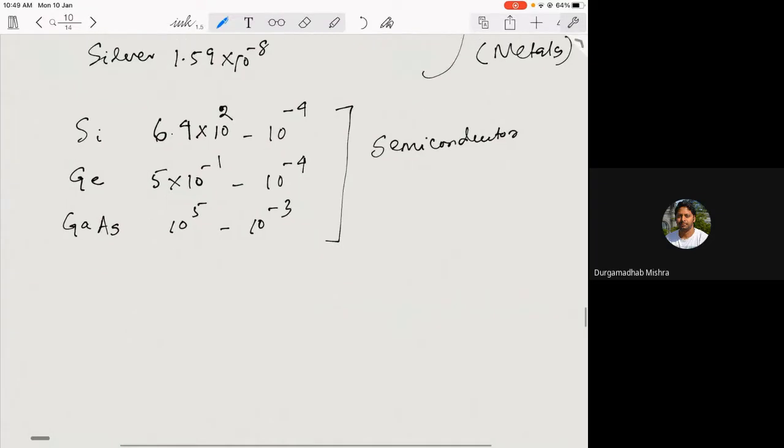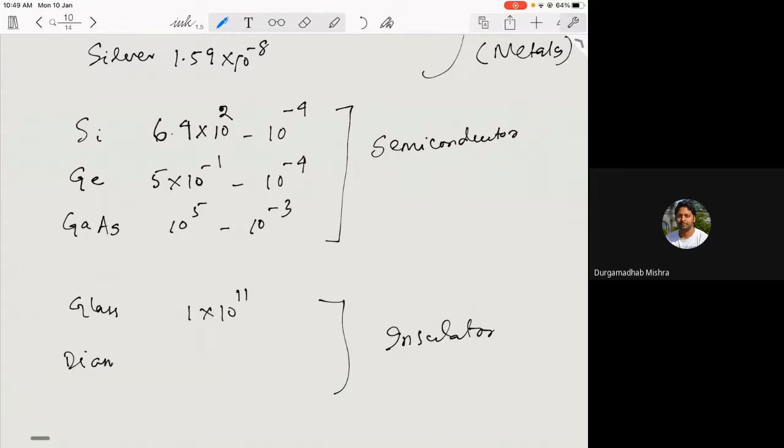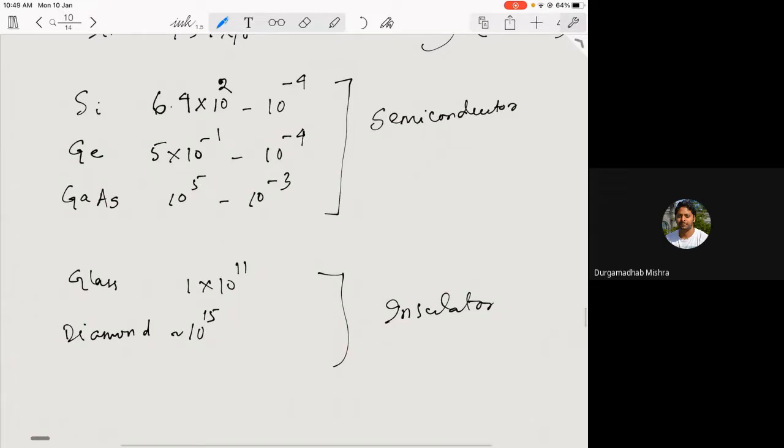And the third type is the insulator, where examples are, let's say, glass, 1 into 10 to the power 11. Another is diamond. Diamond is really famous, of the order of 10 to the power 15 ohm meter. So the unit is always ohm into meter. These are insulators, where the resistivity is really, really high.